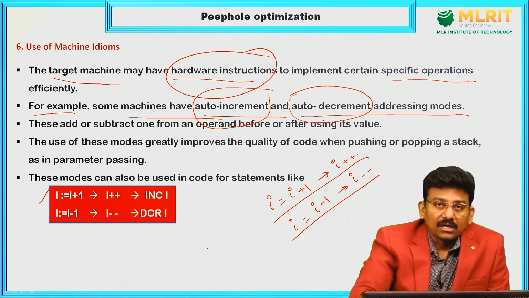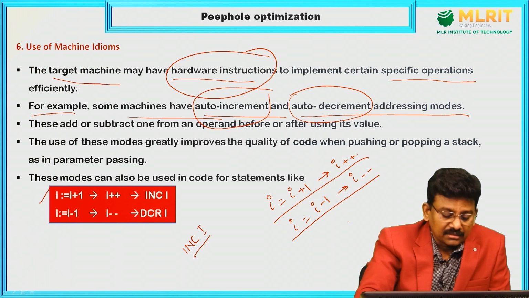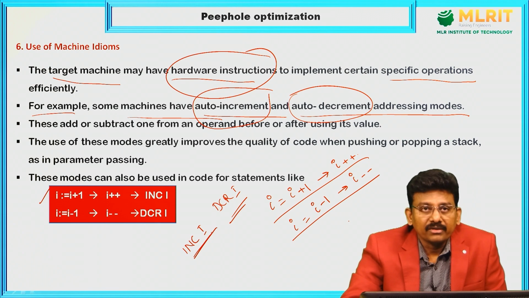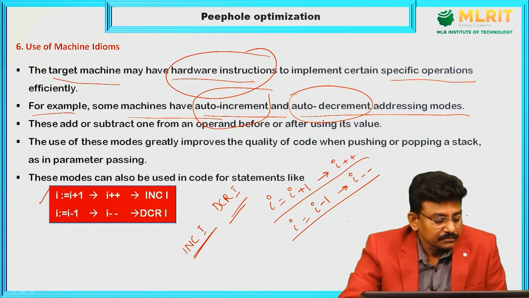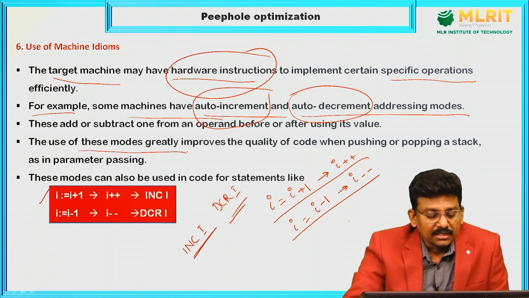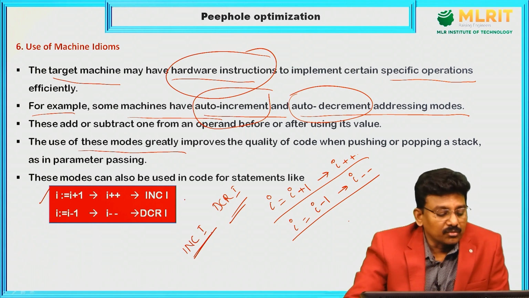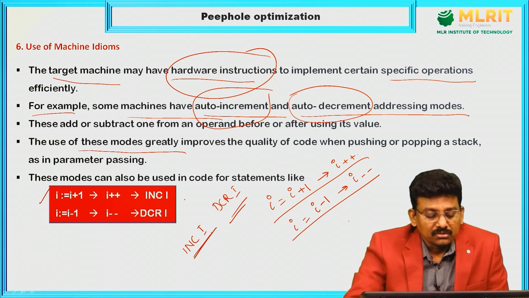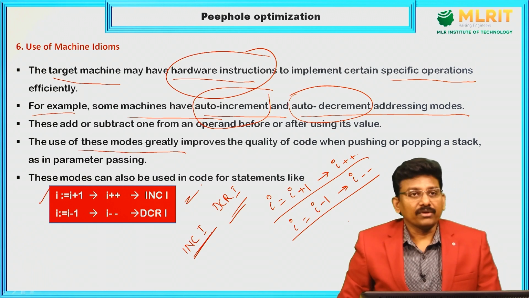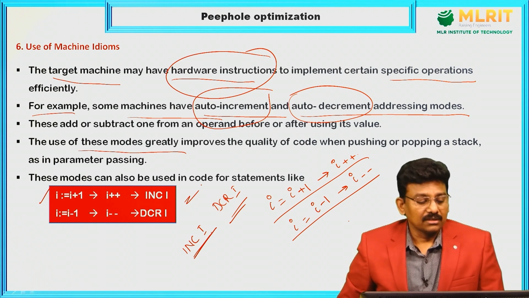Auto increment is INC I. Auto decrement is DCR I. INC I means the value of I will be incremented by 1. DCR I means the value of I is decremented by 1. The use of these modes greatly improves the quality of code when pushing or popping a stack, as in parameter passing. So in these applications we can use these modes. These modes can also be used in code for statements like this, which is an example where we can use auto increment and auto decrement hardware instructions in some target machines. This is the use of machine idioms.